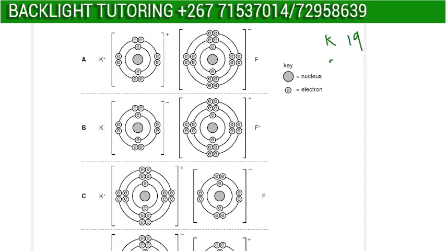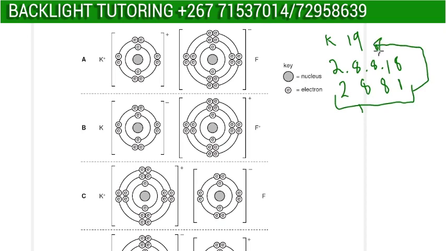For our electronic configuration, we know that the first shell, second shell, third shell, and so on, so we are going to break this down. So 2, remain with 17, we take 8, we remain with 9, we take another 8, we remain with 1. So 2 plus 8 is 10, plus 8 is 18, plus 1 is 19. When you add this together, they give you this number.